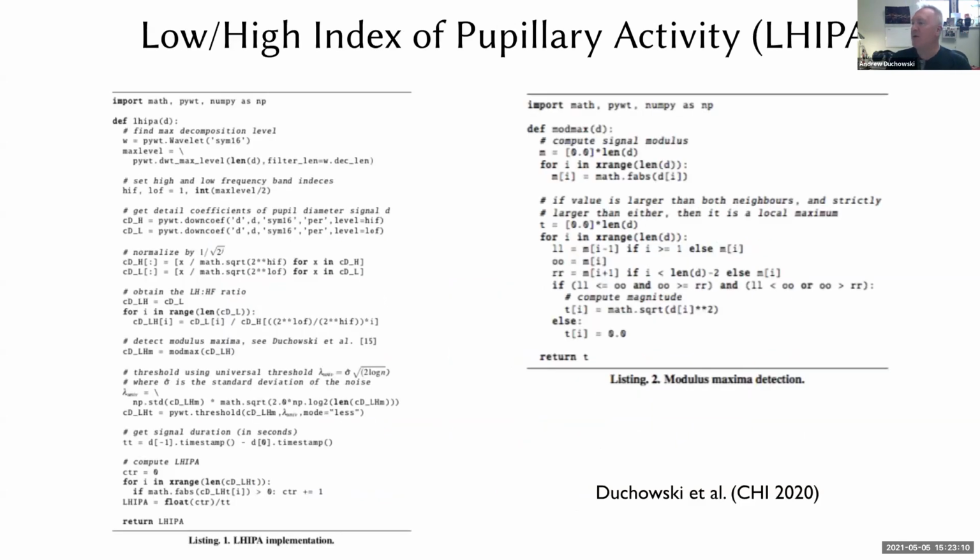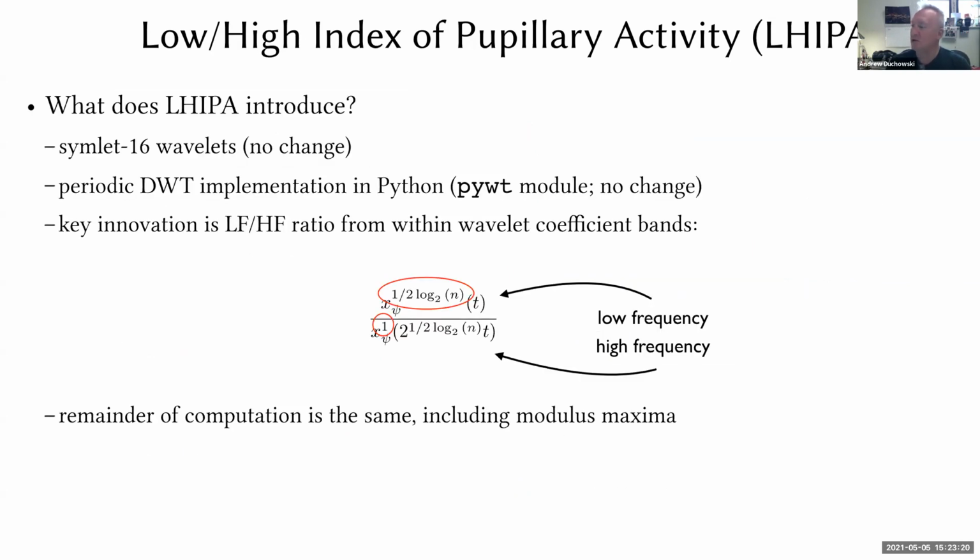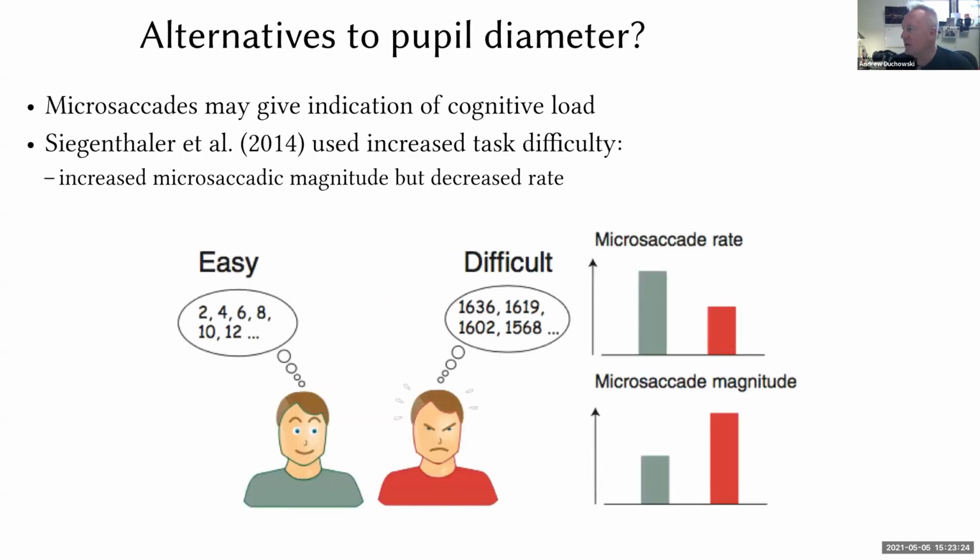The LHIPA is a little bit more complicated, where we take the ratio of the low to high signal as per Duchowski, but not too much more difficult. You essentially use this ratio and compute in a similar way. So those are the IPA, LIPA, and then inter- and intra-trial measures related to cognitive load.